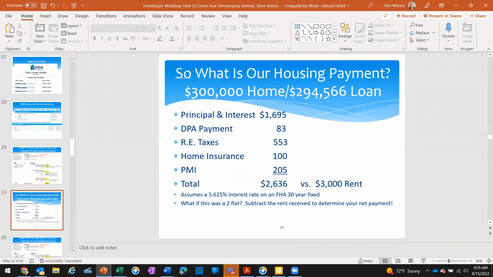Or you can pay rent of $3,000. If you have a mortgage payment, you'll be able to deduct the real estate taxes. You'll be able to deduct the interest on the home mortgage, or you can pay rent and deduct nothing. So again, this assumes a 5.625 interest rate, but what if this was a 2 flat? What if we were buying a $300,000 2 flat, and in the other unit, I had someone paying the borrower, our customer, $1,000 a month in rent? The $2,600 becomes $1,600.